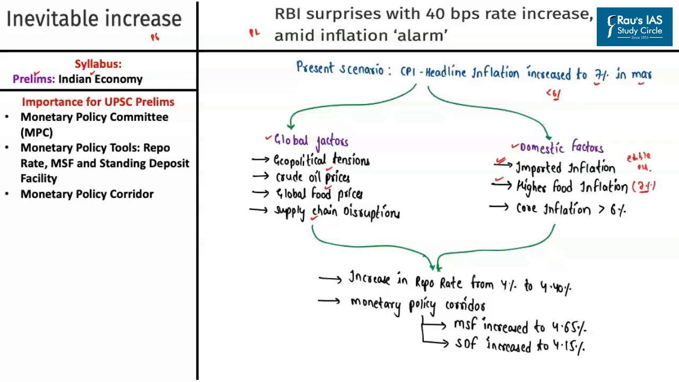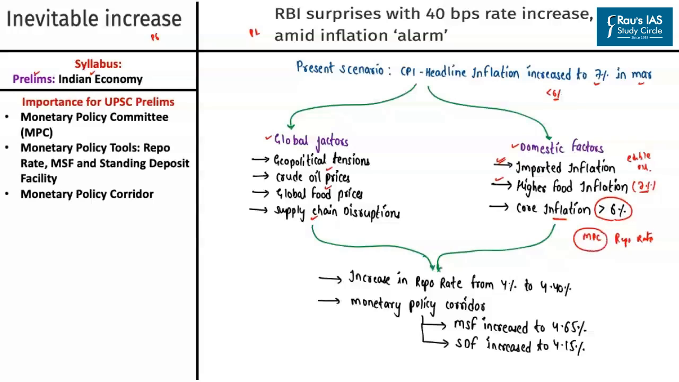Even the non-volatile commodities have seen a much higher increase in the rate of inflation. For example, core inflation is now more than 6%. So we are facing inflation not just in terms of volatile commodities, but even in terms of the non-volatile commodities. So far the Monetary Policy Committee was maintaining a status quo as far as the repo rate is concerned.